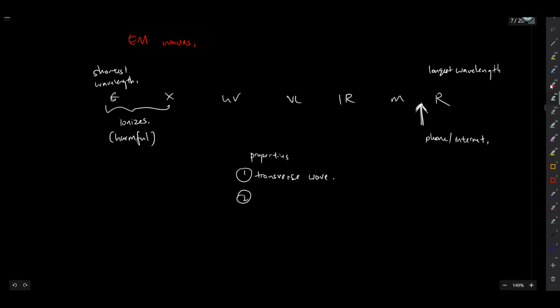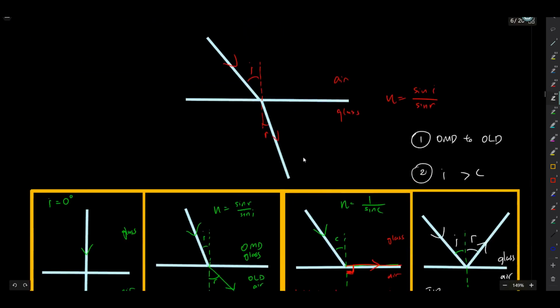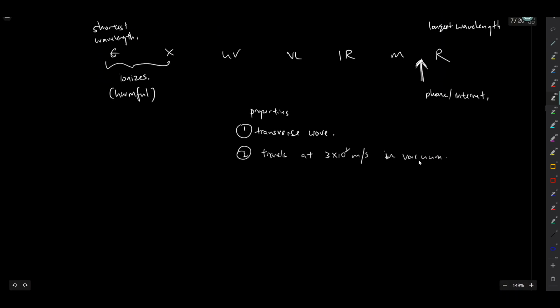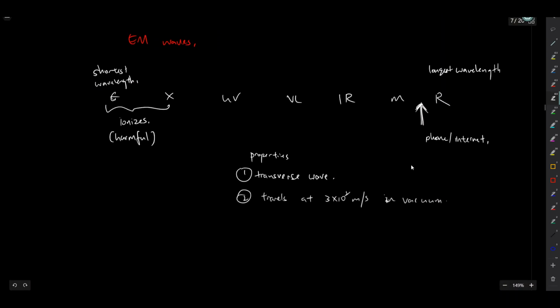Then they travel at 3 times 10 to the power 8 meter per second, only in vacuum. In other medium, it behaves like light. Remember previous chapter we talked about light, and light speed will change when it undergoes refraction. Same thing here. So transverse waves travel at 3 times 10 to the power 8 meter per second in vacuum, and then they transfer energy. So I think 3 things to remember.